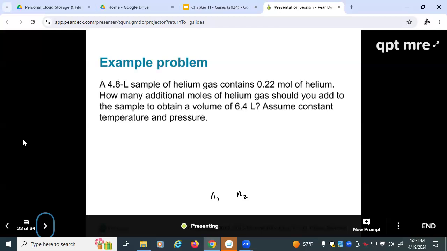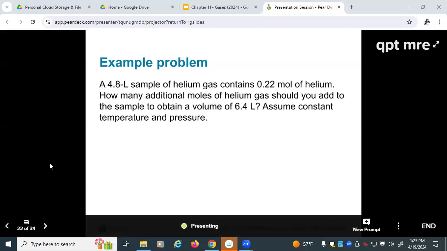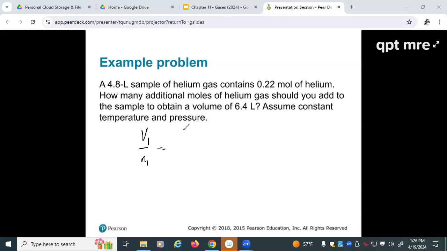So let's take a look at another example problem. Let's say that I have 0.22 moles of helium, and that 0.22 moles of helium takes up 4.8 liters of space. If I want my balloon to be 6.4 liters, how much more helium do I need to add? So using Avogadro's law, V1 over N1 equals V2 over N2.